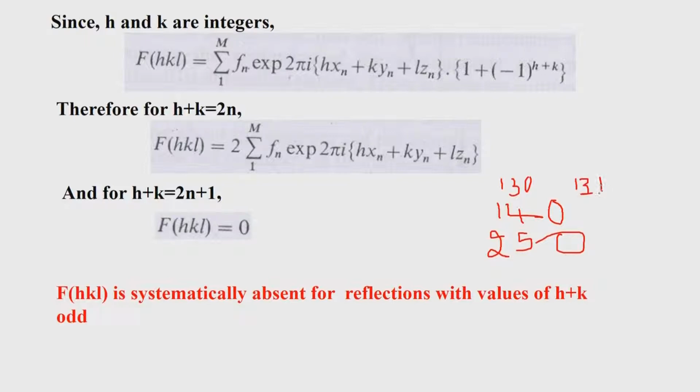What will happen to this reflection 1 3 1? For that 1 3 1 we have to worry only about H plus K even. So, for all HKL values, whether L has any value including 0, this H plus K odd will be absent, and that therefore characterizes a C-centered lattice.